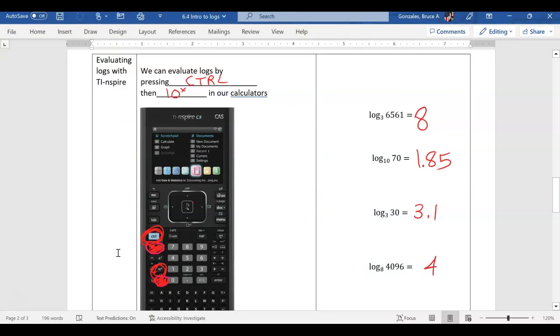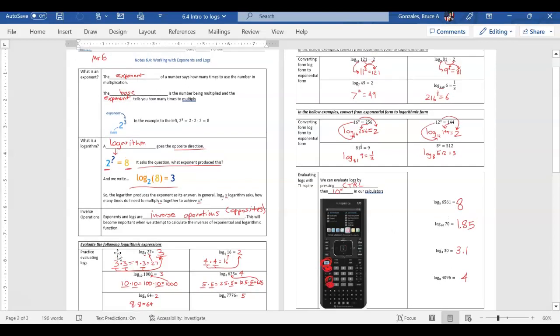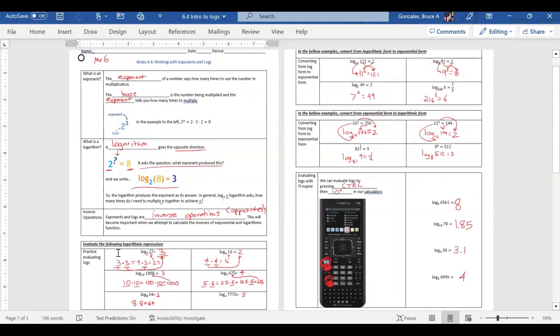Now, these are the notes for this. We do not have any assignment today. The assignment will be tomorrow, and this stuff will be posted in Google Classroom.